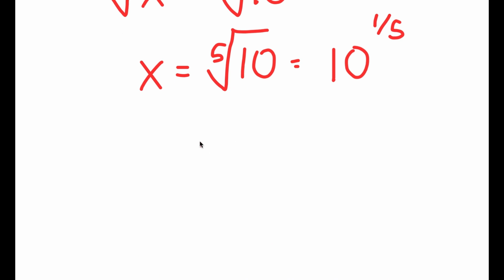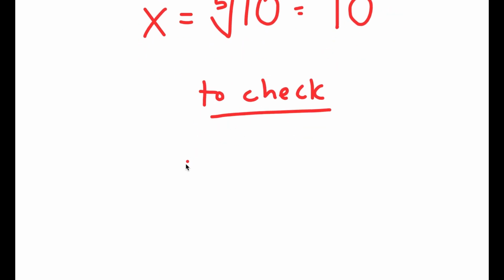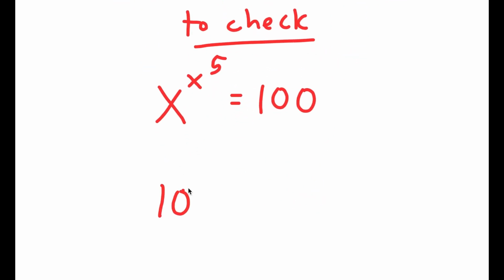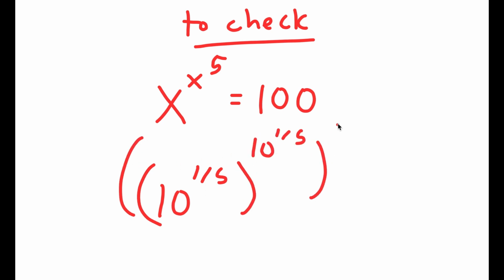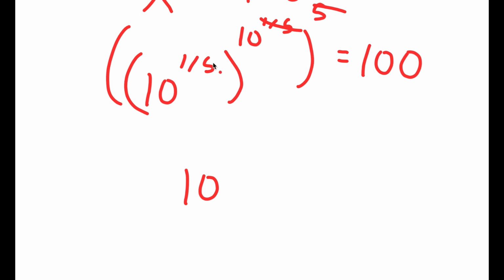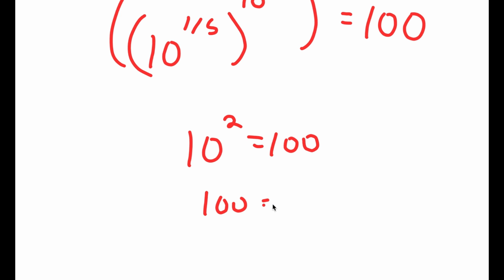Now, to check, my original equation is x to the power of x to the power of 5 is equal to 100. And x is equal to 10 to the power of 1 over 5. So I get 10 to the power of 1 over 5 to the power of 10 to the power of 1 over 5 to the power of 5 is equal to 100. So then these two cancel out. And I get 10 to the power of 1 over 5 times 10 is 2, which gets me 100 is equal to 100.